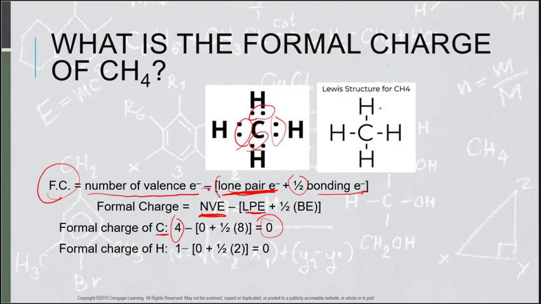Let's look at the hydrogens around it. Each hydrogen looks the same. So if I find the formal charge of one hydrogen, then that's the same for all of the other 3. Hydrogen has 1 valence electron, minus, there's no lone pairs, and each hydrogen has a bonded pair, which is 2 electrons. So half of 2 is 1. 1 minus 1 is 0. Each hydrogen has a formal charge of 0.